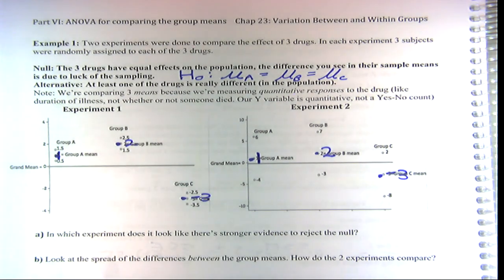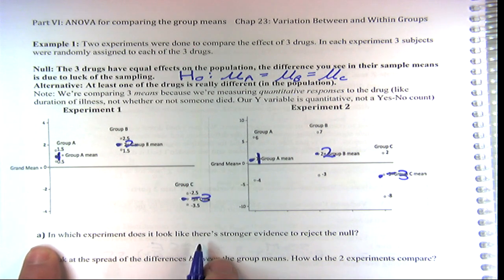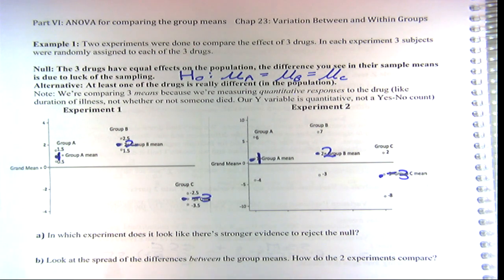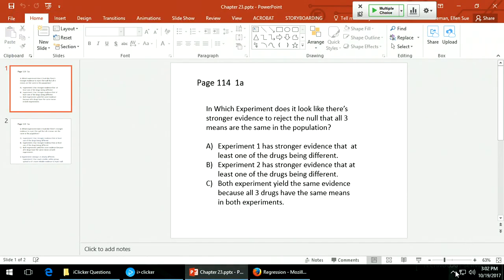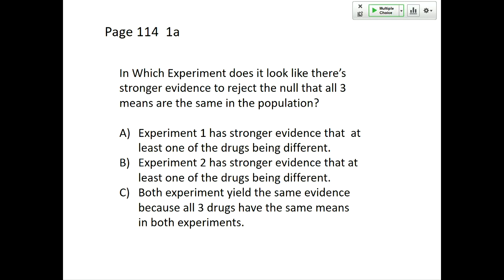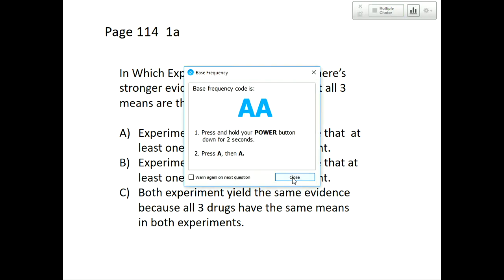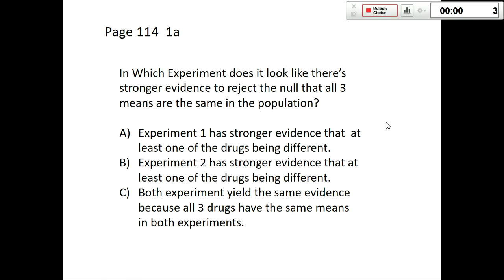So why don't we do an i-clicker? We haven't done one yet. And I want to say, in which experiment does it look like there's stronger evidence to reject the null? That will be your i-clicker question. It's pretty easy.